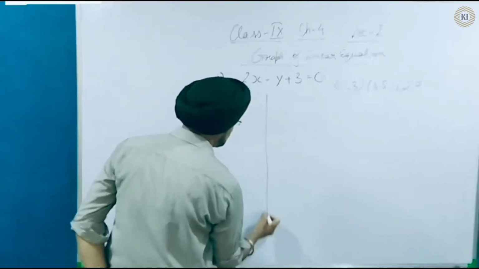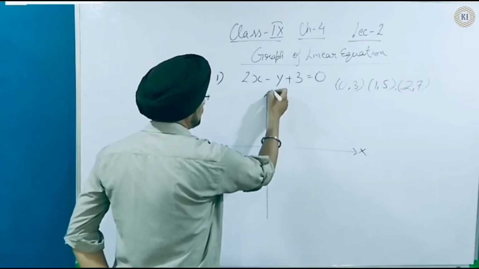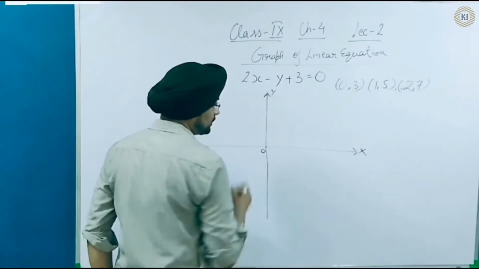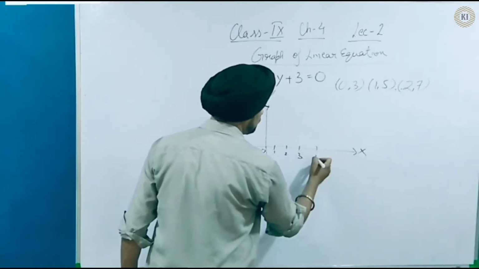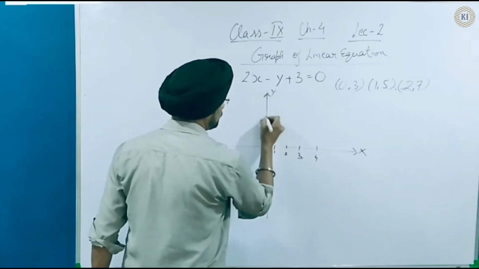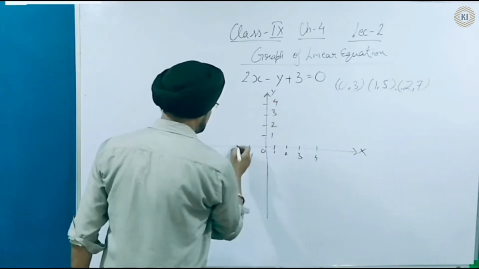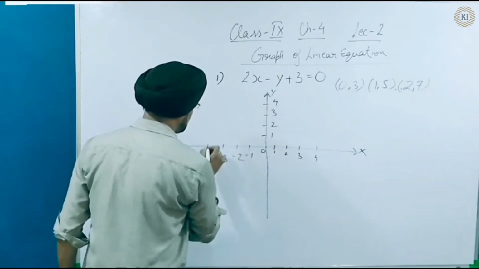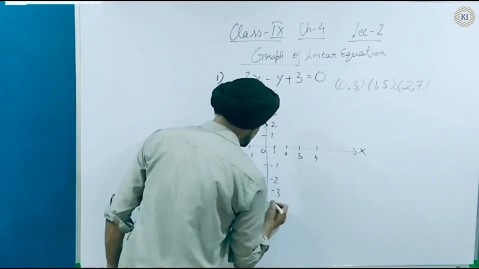This is your y-axis, this is your x-axis. This point is the origin, 0. So 1, 2, 3, 4 on the positive side, and minus 1, minus 2, minus 3, minus 4 on the negative side of each axis.